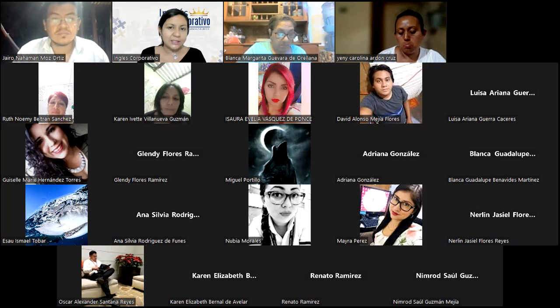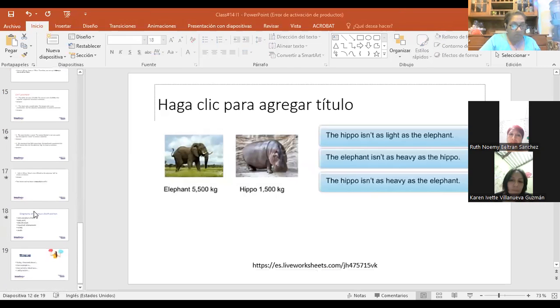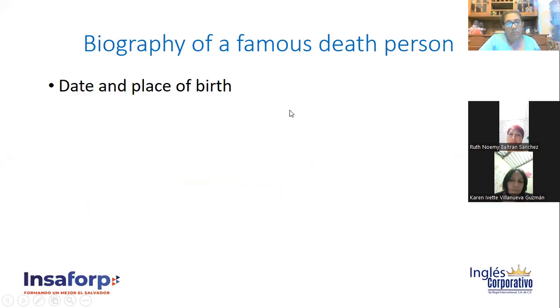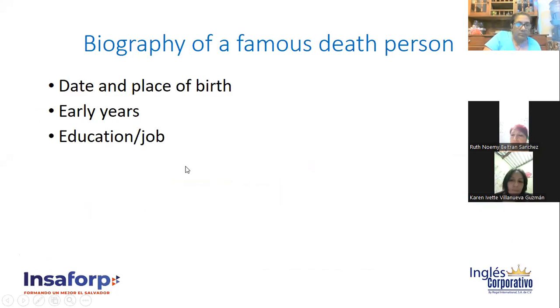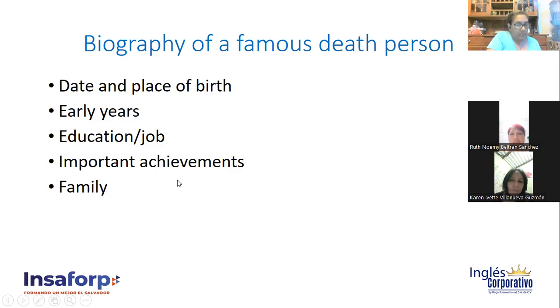And I have one assignment for you. This is going to be for tomorrow. The assignment is this. You will talk about a famous deaf person. It's a famous person, but not alive. It's a person that is deaf. You will talk about when the person was born, a little bit about his childhood, his education, important achievements, family, and why the person died. Could be a singer, an actor, a president, any other person, okay?